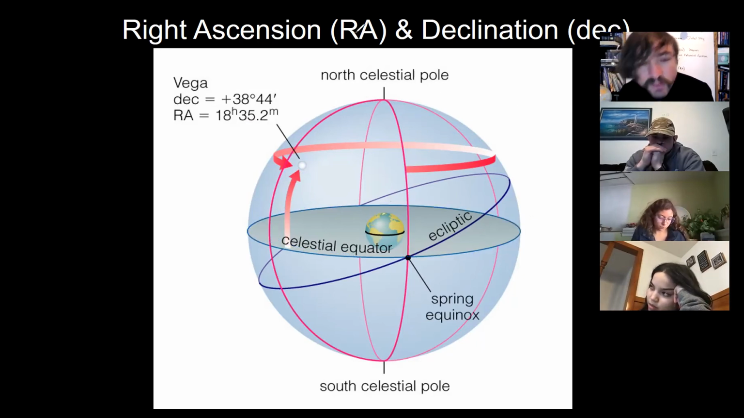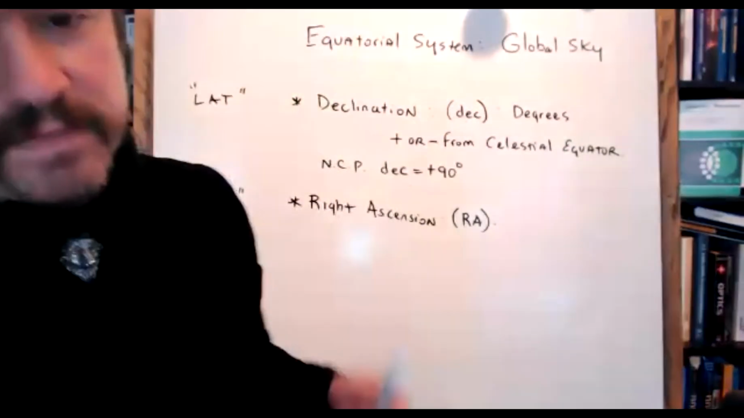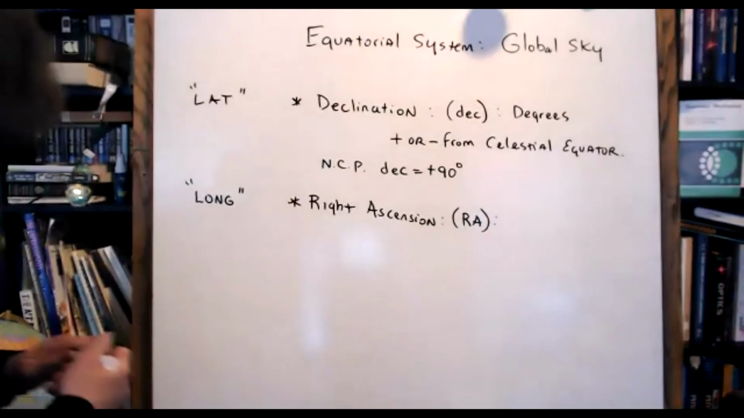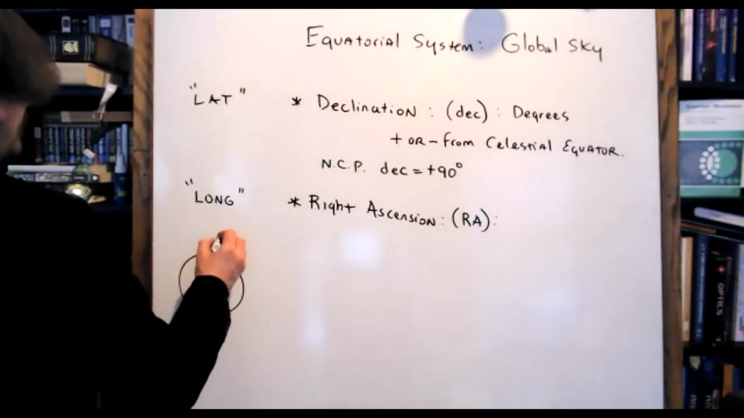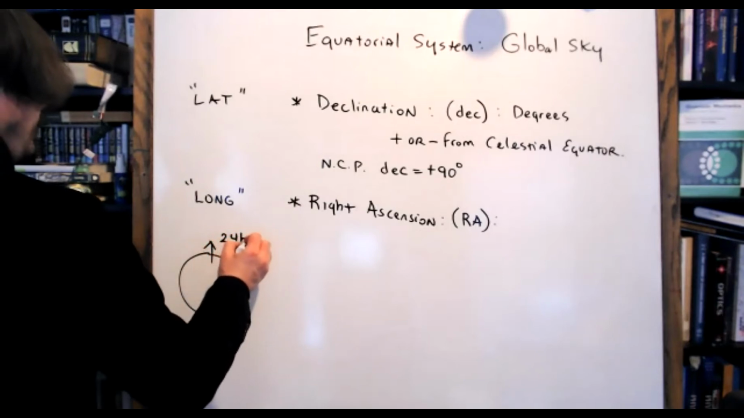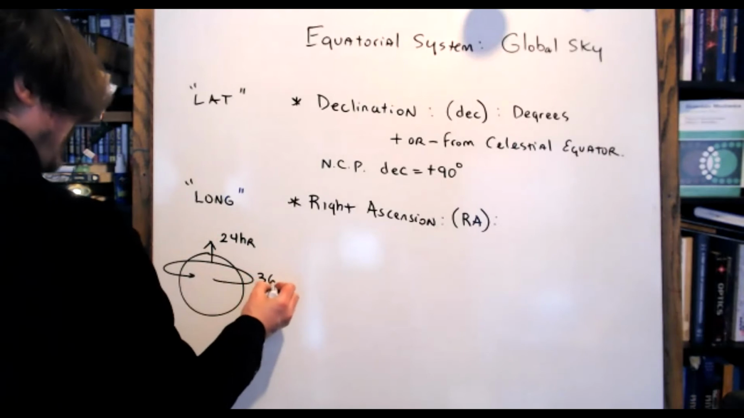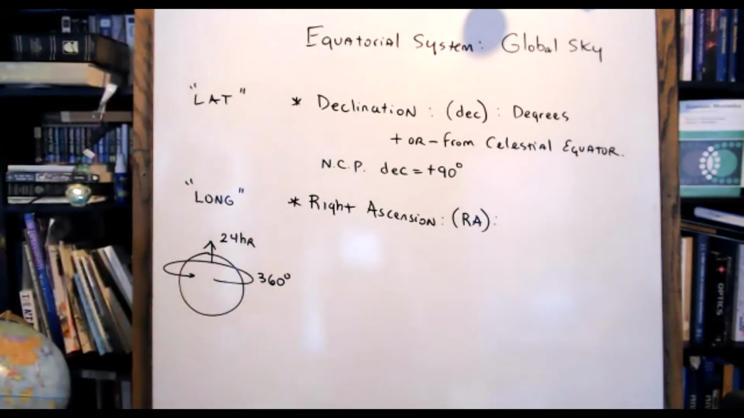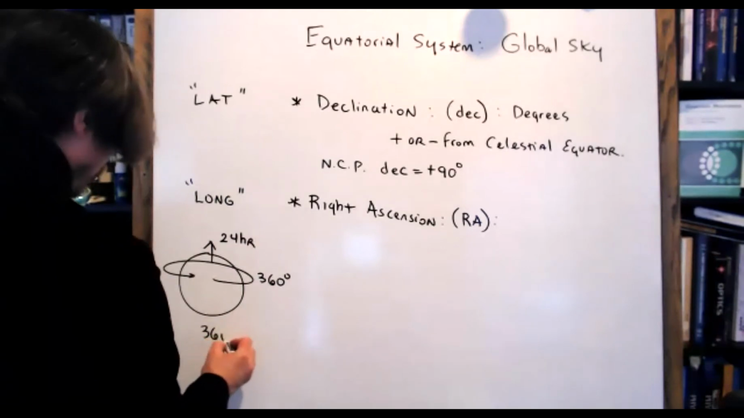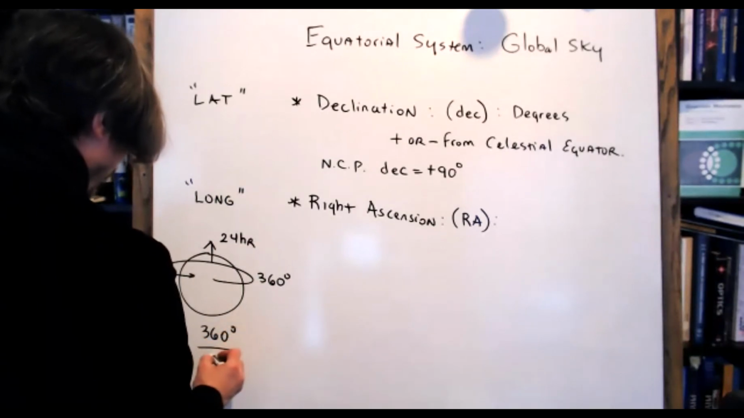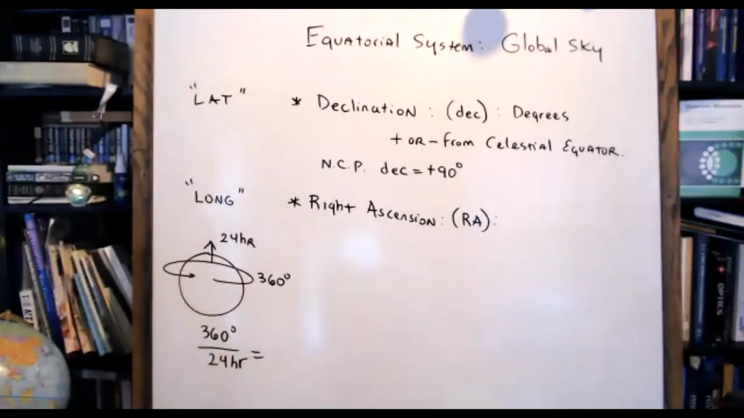By the way, you might wonder why it is that I can measure this coordinate in hours rather than degrees. It happens to be a little trick having to do with the rotation of Earth. Earth spins on its axis every 24 hours. And in 24 hours, the sky will rotate 360 degrees. Take your calculators, class. What do you get if you divide 360 degrees by 24 hours?